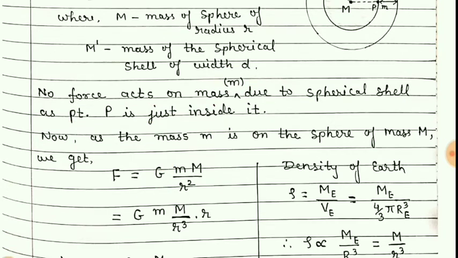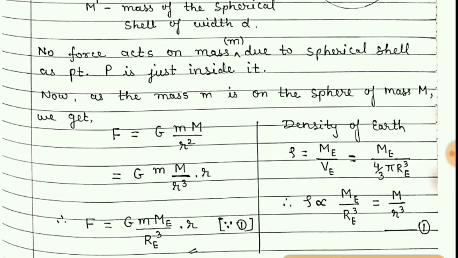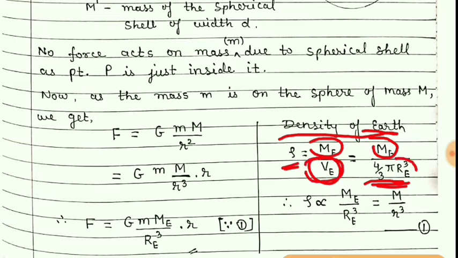Now students, what I did here, I have multiplied and divided by small r. So this r square will become r cube and this r is here after multiplying and dividing. Now the density of the earth, rho, is equal to total mass upon total volume of the earth. Mass of the earth upon volume. Volume of a sphere is 4 by 3 pi r cube, but here volume of the earth is there, so there is radius of the earth cube.